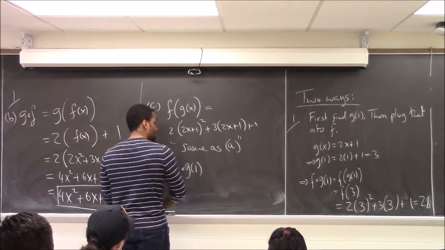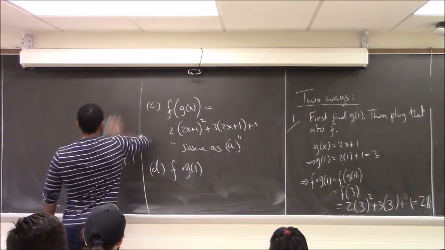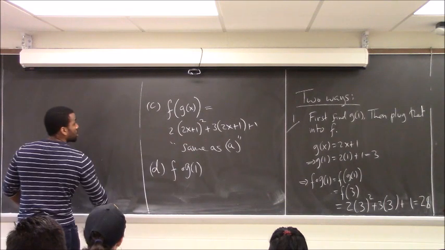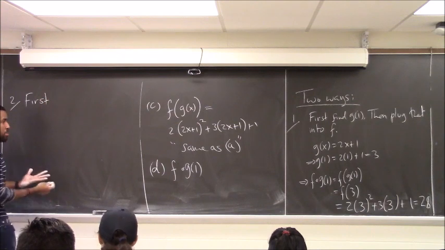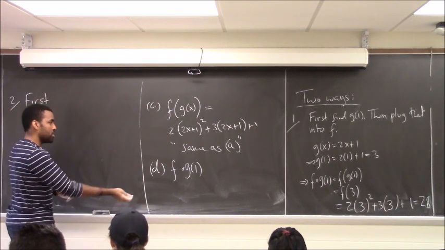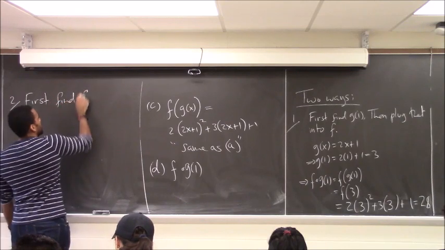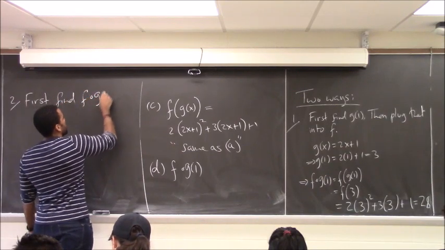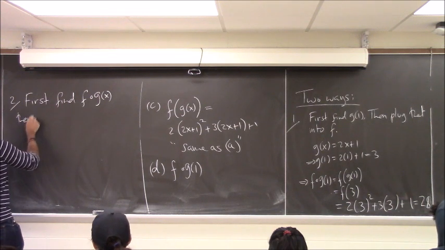So that's one way you can deal with it. The other way is to first find the f of g of x and then plug it in. Or you might be in a situation where you already found f of g of x previously, as we did. First find f of g of x, like a general description for that rule. Then plug in 1.